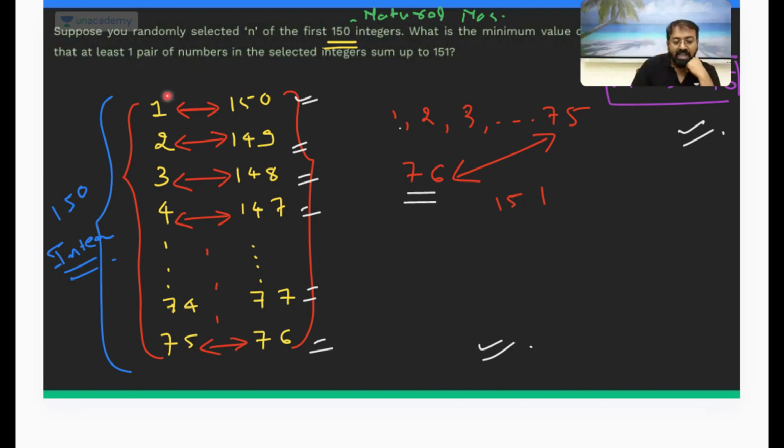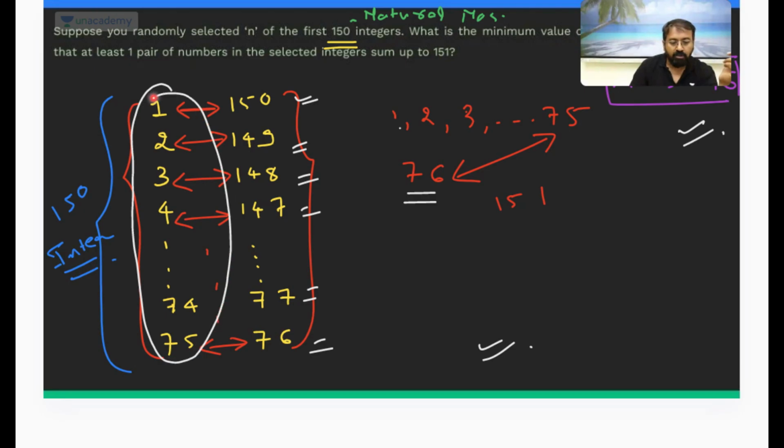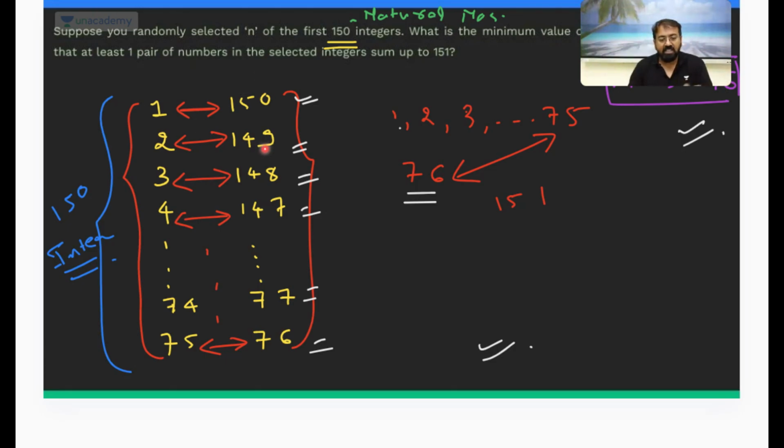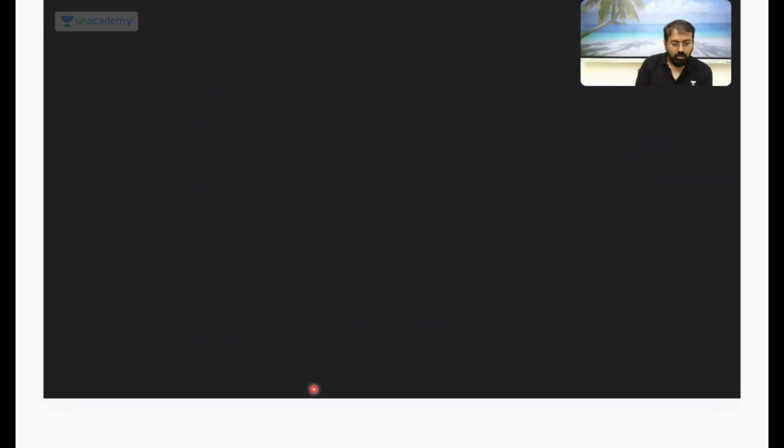Now you have got it, Aryan, make a pair. There are 75 pairs which can add up to 151. So it may be possible in the worst case you have picked one number from each of these pairs. Now the moment you pick 76 numbers, at least one of these pairs will be complete. Correct? One of these pairs will be complete. So you will be assured that at least a pair adds up to 151. Is that clear? Okay.